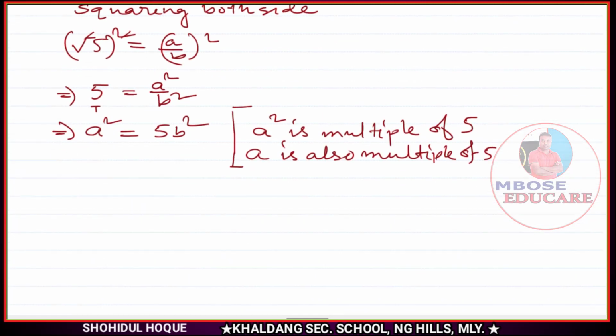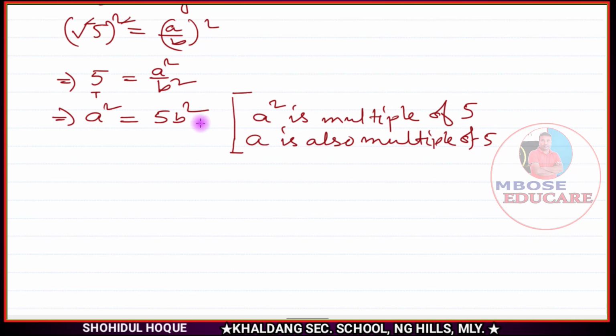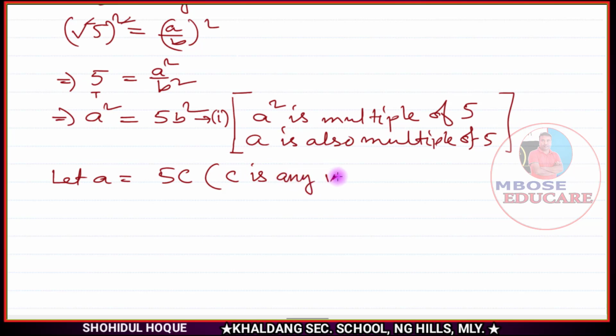Next, when we got a is also a multiple of 5, we can let one more thing. Let a is equal to 5c, because a is a multiple of 5. So we can write a equals 5c, and c is any integer.